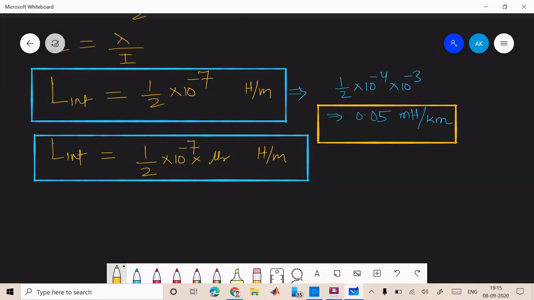Okay, so now we will stop this lecture. In the next class, we will see external inductance between any two points.